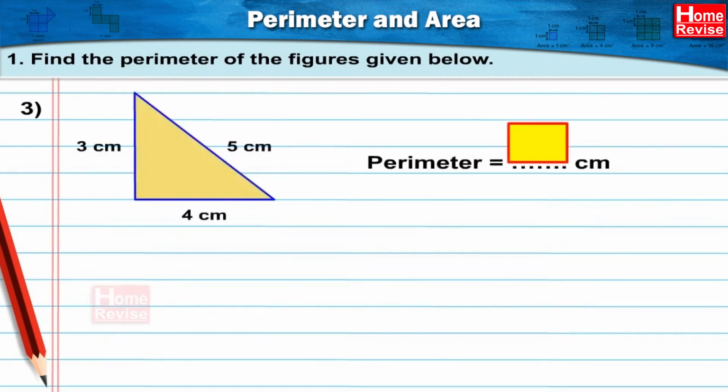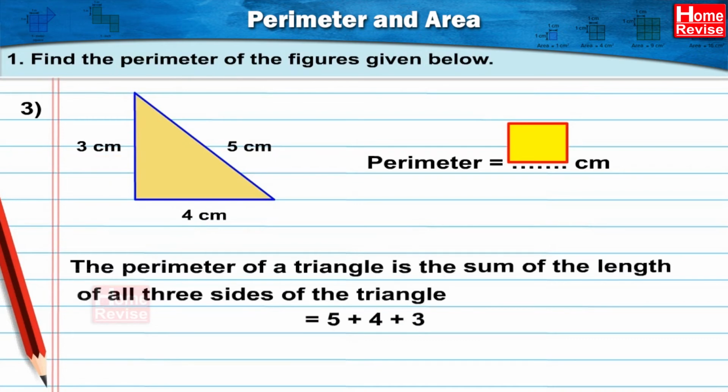Next is a triangle whose sides are 5 cm, 4 cm, 3 cm. The perimeter of a triangle is the sum of the length of all three sides. So it is 5 plus 4 plus 3, which is equal to 12 cm. So perimeter of the triangle is 12 cm.